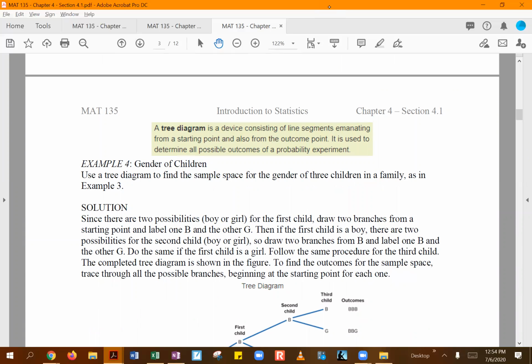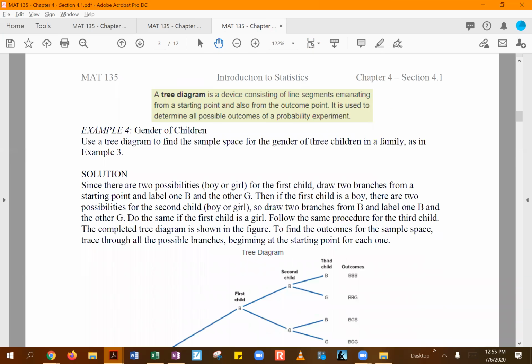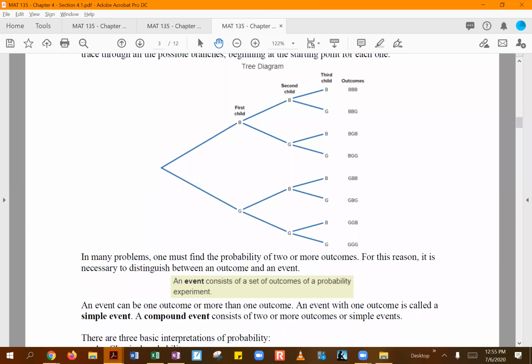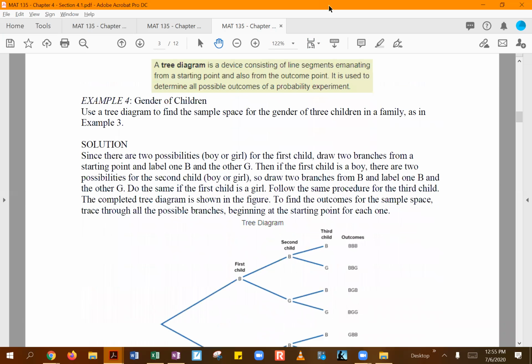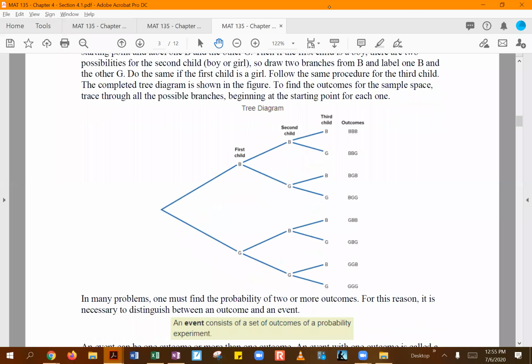So this one here is saying a tree diagram is a device consisting of line segments emanating from a starting point and also from the outcome point. It is used to determine all possible outcomes of a probability experiment, and this is what a tree diagram looks like. This is our same example with a family that has 3 children, and we want to know how many boys and girls they can have, coming up with our sample space. You can see we start from our starting point, we go into 2 directions. The first child could be a boy, or a girl, right?